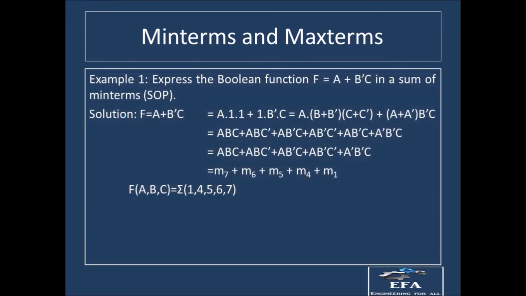Okay, so let us move on to the first example in the min terms and max terms. The first example says: express the boolean function f = a + b bar c in a sum of the min terms. Now when we talk about the min terms, it means we are talking about the SOP type of expression, right? So we have f = a + b bar c.